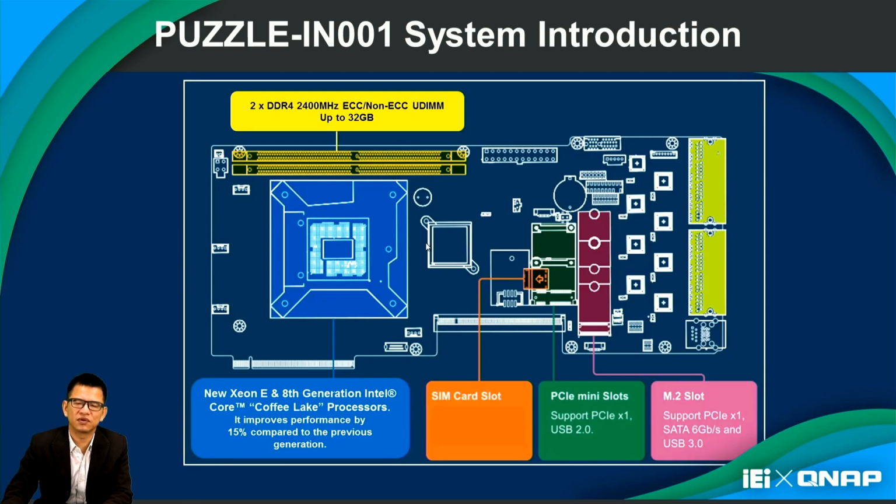This is the motherboard of PulZe IN001. You can see the dimension of the motherboard. This is the DDR4 slot here, and the LGA CPU socket for Coffee Lake CPU. And we also support standard mini PCIe with the SIM card slot.